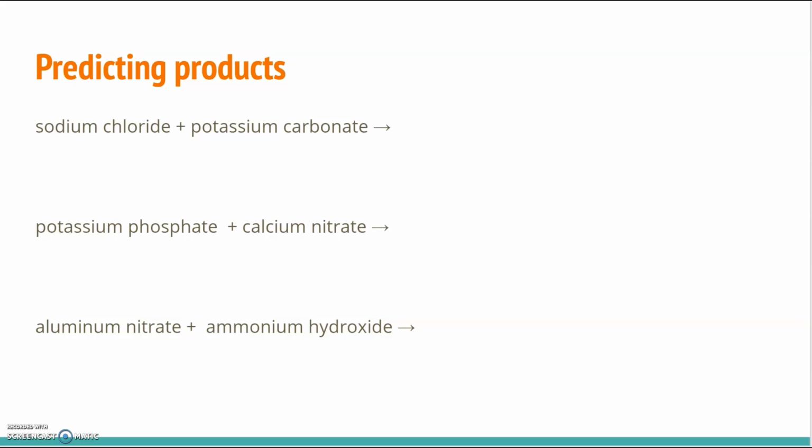So we should be able to predict the products. Remember, the positive goes with the other negative. So it's positive, negative, positive, negative. So the sodium now goes with the carbonate, and the potassium, say the positive one first. You don't say sodium carbonate and chloride potassium. It's sodium carbonate plus potassium chloride. There we have it. Let's give another example.